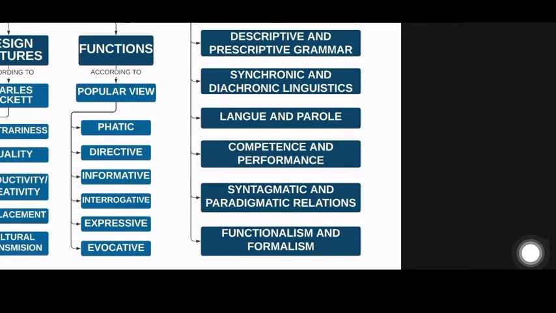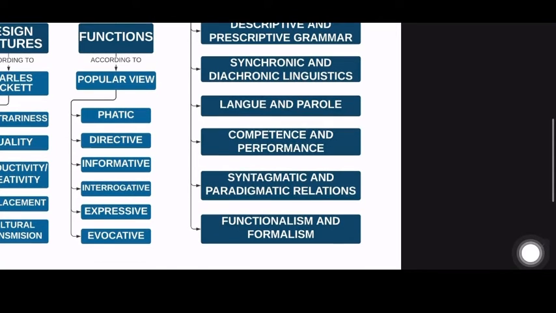2. Synchronic and diachronic linguistics. Synchronic linguistics refers to the study of a language system at one particular point of time. It focuses on the state of language at a point of time. Diachronic linguistics refers to the study of the way a language changes over a period of time. It focuses on the difference between two or more states of the language over history.